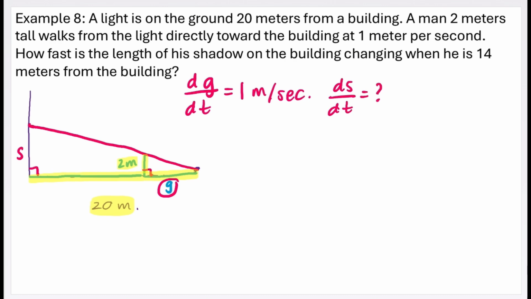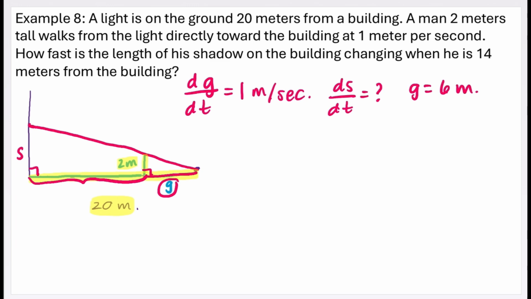When he is 14 meters from the building. Now, when he's 14 meters from the building, that would be this length right here. But we're not using that length in our whole comparison. But if that length is 14, then this length right here must be 6, because the whole length is 20. So if he's 14 from the building, then he's going to be 6 from the light. So G will be 6 meters. That's what we're trying to figure out there.